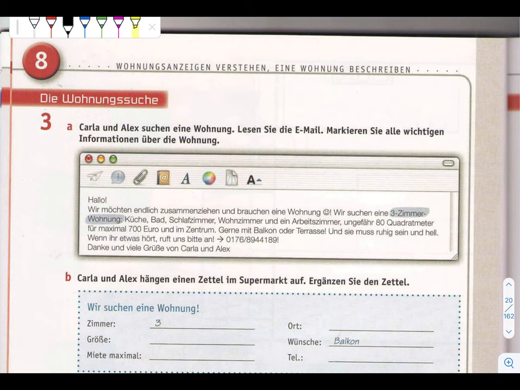Now, they are searching for an apartment. Lesen Sie die E-Mail. Markieren Sie alle wichtigen Informationen über die Wohnung. We need to read the email, and we need to mark the important information about the Wohnung. Wichtige means important. Okay. Here is the email. Hallo. Wir möchten endlich zusammenziehen und brauchen eine Wohnung. Okay. So we want, endlich here means finally. So we would like to finally zusammenziehen, which means to move in together.